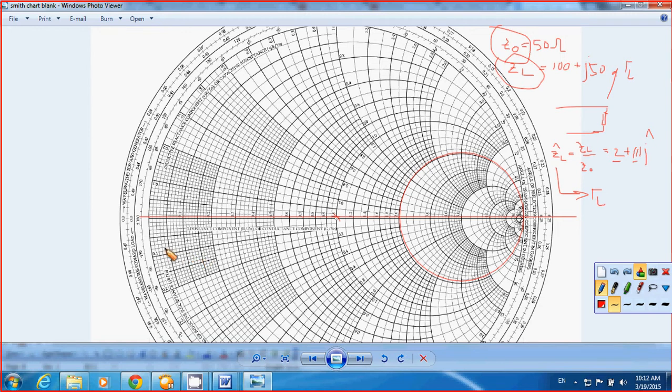If you notice on the horizontal line here, actually it's become just like the gamma L plane, or gamma plane, with the real part and imaginary part. This one corresponds to the center of the Smith chart here.